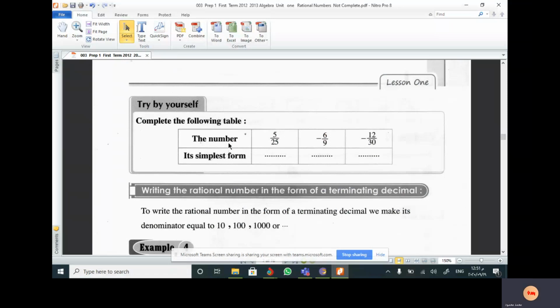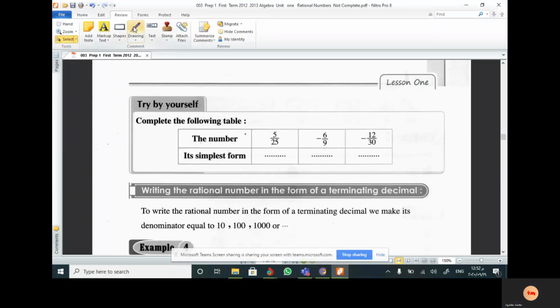Complete the following table. You have rational numbers and need to put them in simplest form. 5 over 25. To make it in simplest form, the highest common factor is 5. 5 divided by 5 equals 1, and 25 divided by 5 equals 5.